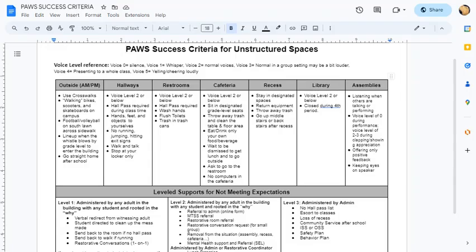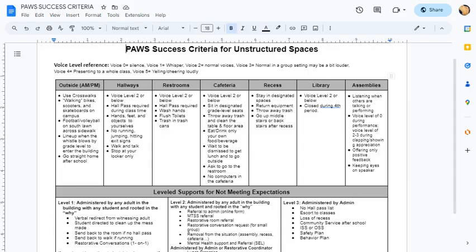These are the PAWS success criteria in unstructured spaces. So these are your hallways, these are your restrooms, these are the cafeteria times, these are the recess times, these are before and after school, assemblies, anytime you're in the library. These are those times when you're not in the classroom, but you are still within the perimeter of this campus. And so it's going to be really important for you to keep these things in mind because these are the expectations that you are expected to live by even when you are not in the classroom.